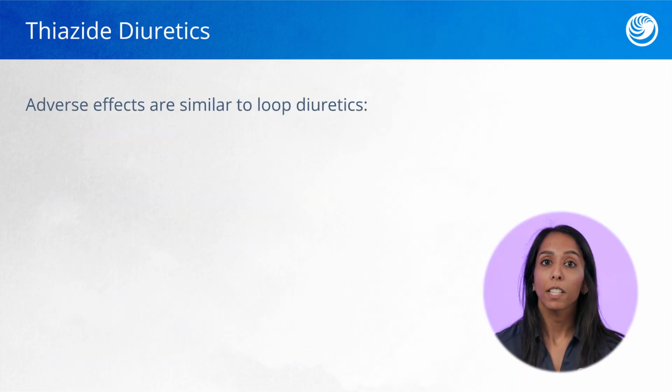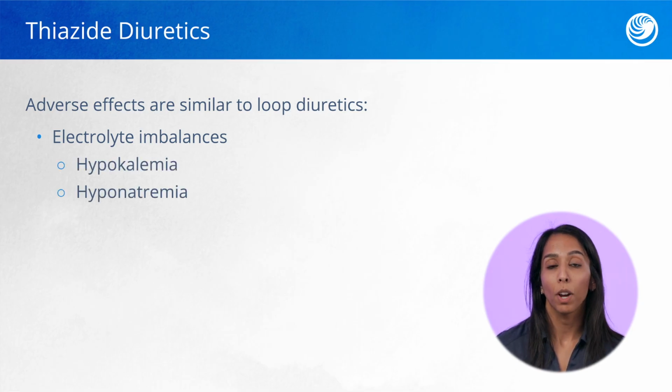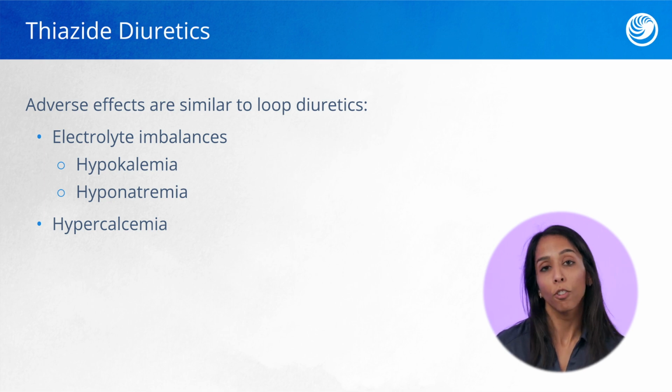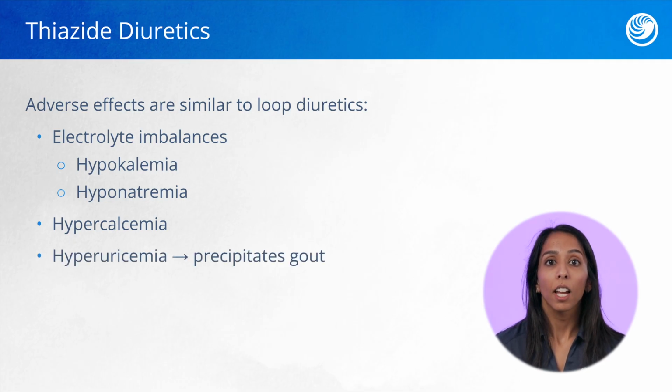Now, the adverse effects of thiazide diuretics are similar to those of loop diuretics. Electrolyte imbalances, including hypokalemia and hyponatremia, are the big ones, and again, these are directly related to their mechanism of action. Unlike the other electrolyte changes, thiazides will actually cause an increase in calcium levels by increasing calcium reabsorption in exchange for sodium. Now, similar to loop diuretics, thiazides will also increase reabsorption of uric acid, putting clients at an increased risk of a gout flare.